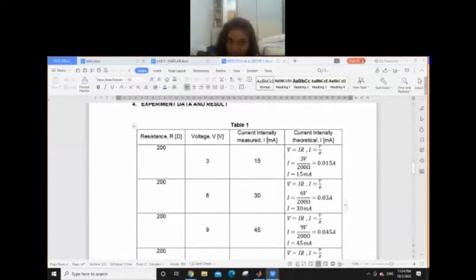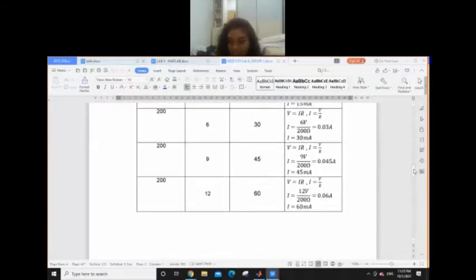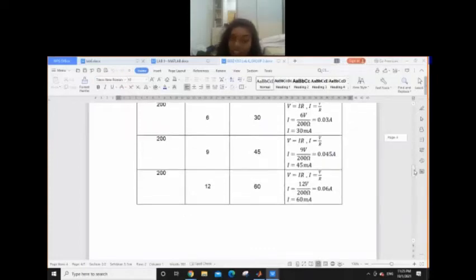So something like this. The intensity measured is the value from the Multisim simulation, while the theoretical current intensity is from the formula. We should get the same value for the current intensity using the simulation and using the formula. So that's for resistance. When the resistance is the same, but the voltage increases, the current also increases. So current is directly proportional to the voltage.